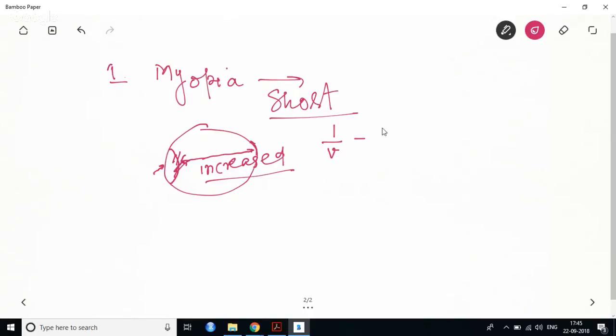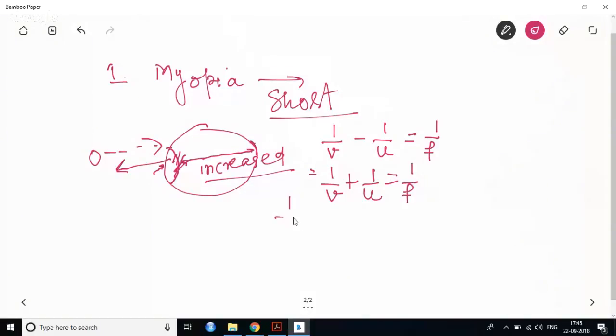The formula of the lens is 1 by v minus 1 by u is equal to 1 by f. Now what happens if I write this formula with the sign convention, as the object is somewhere here and the ray is going something like this, and I am measuring the distance in the opposite direction, I will take u as positive. So 1 by v plus 1 by u is equal to 1 by f. Now 1 by v is equal to 1 by f minus 1 by u.